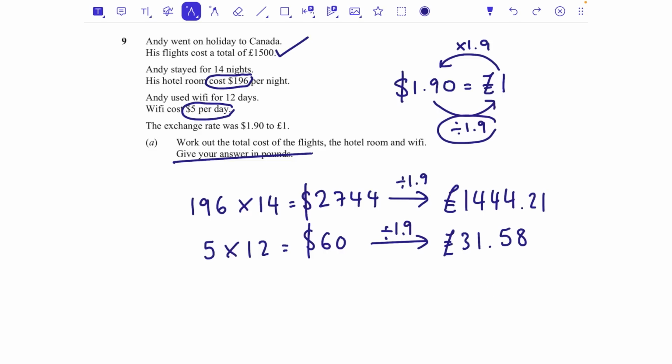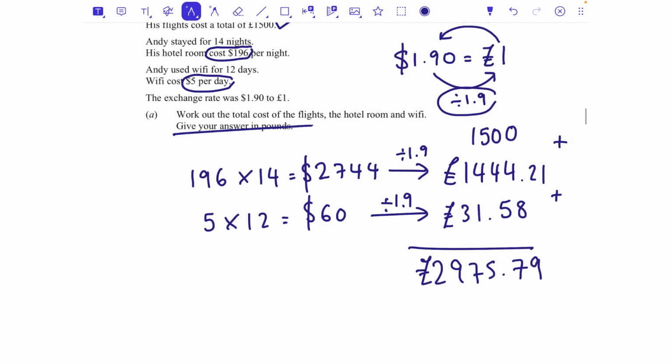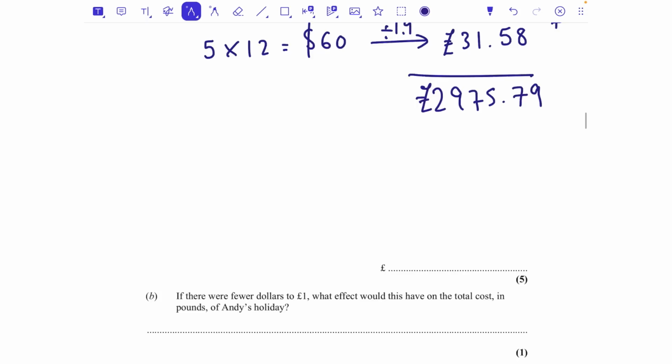And now I'm going to add together the flights, add the hotel, add the Wi-Fi, add it all together and get the total cost. So 1,500, add £1,444 and 21 pence, add £31.58, and that is £2,975 and 79 pence. And that's our answer.